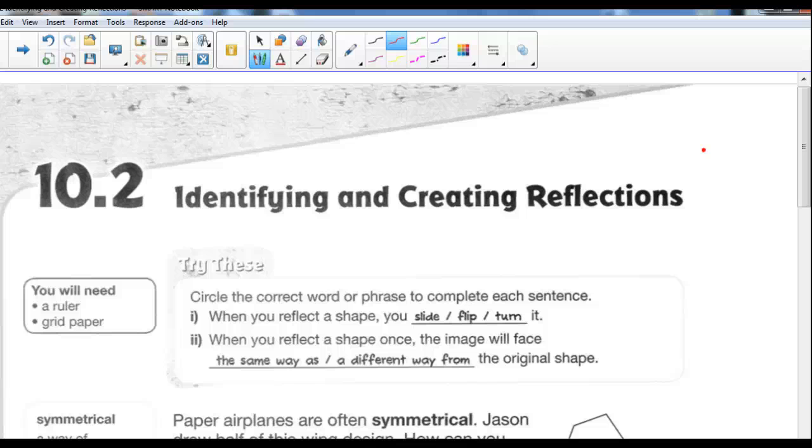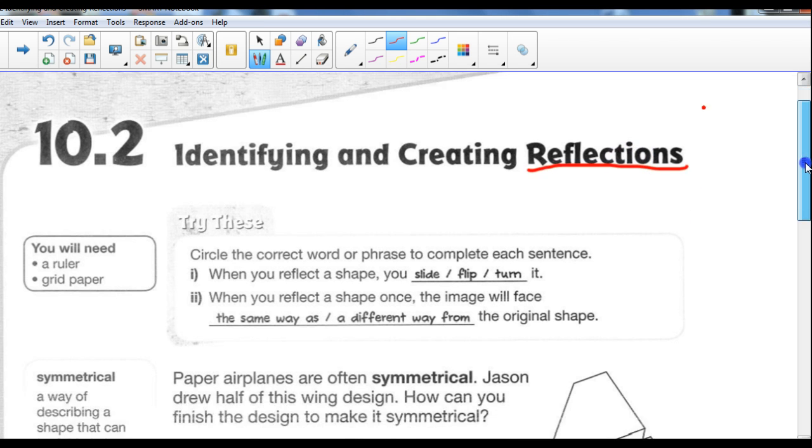Okay, this is 10.2, identifying and creating a reflection. So reflection is also a translation, okay, or a transformation. And basically, think of what the word reflection means in your everyday life. If you were to look in a mirror, you see a reflection. So basically, it's just a mirror image of what you see.